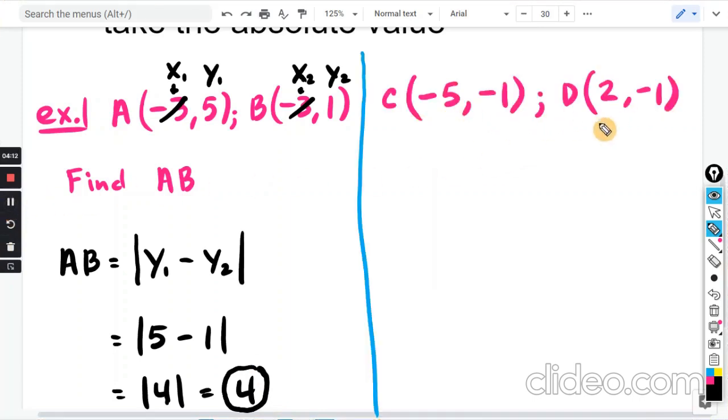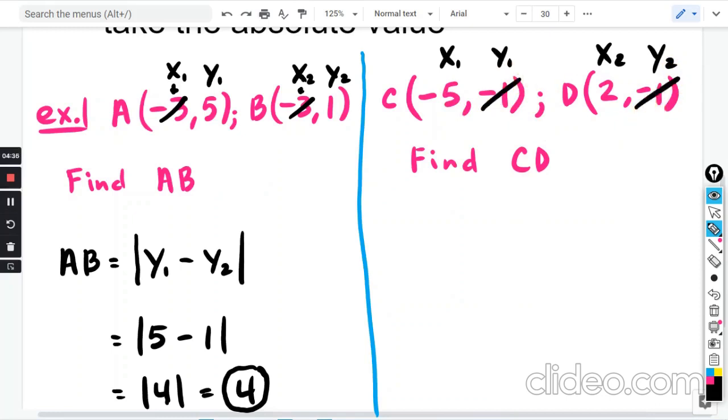Okay, one more example. See if you can get this one real quick. We want to find CD. I'll just label this once again, x1, y1, x2, y2. Remember, the x coordinate is always the first one, and the y is the second one. So you can see the y's match, so we can ignore the negative ones. Okay, and then for CD, we're just going to subtract x1 minus x2 and take the absolute value.